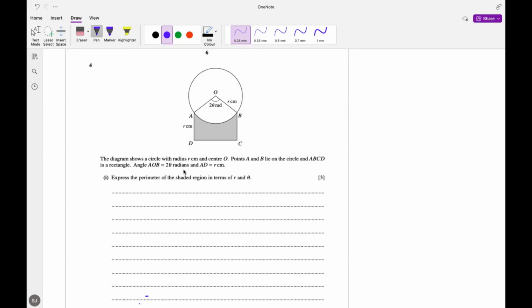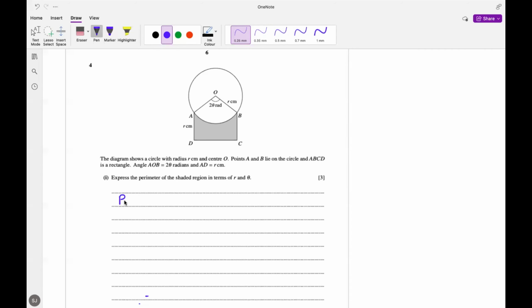In question 4, we have been given a diagram that shows a circle with radius r. The points A and B lie on the circle and ABCD is a rectangle. Angle AOB is 2 theta and AD is the radius r centimeters. We have to express the perimeter of the shaded region in terms of r and theta.